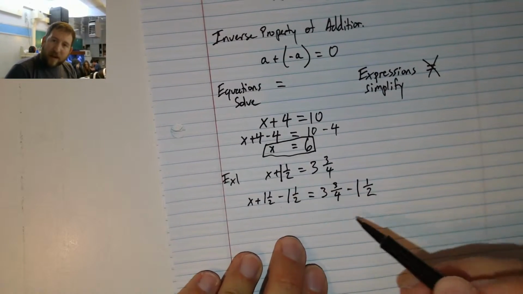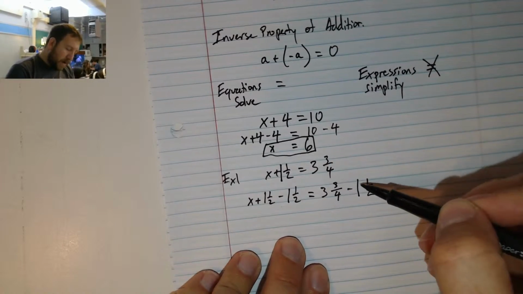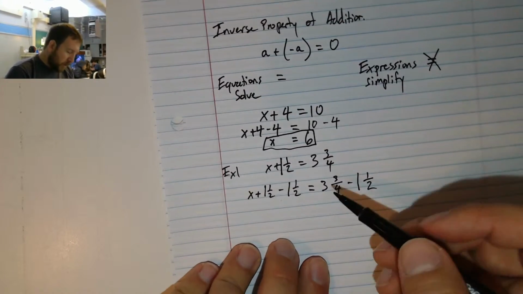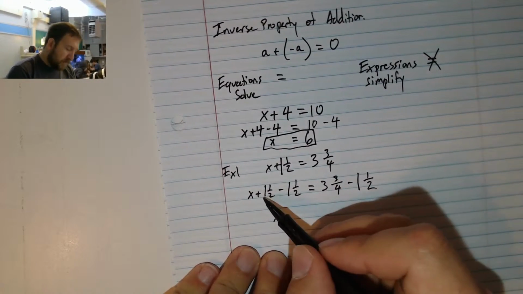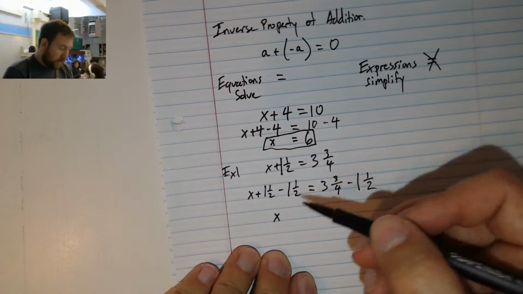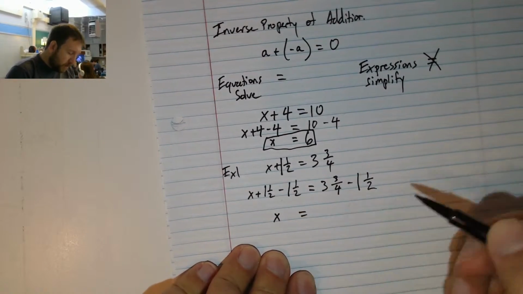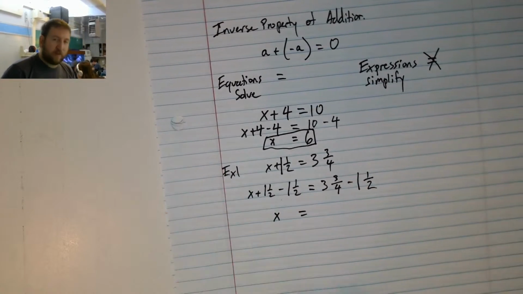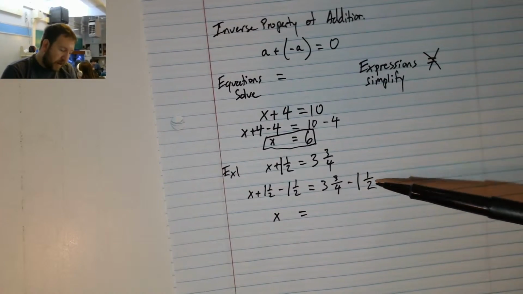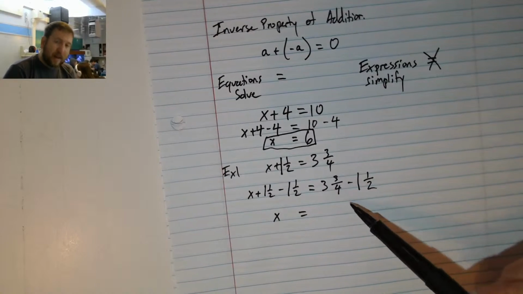So now I can simplify here because I added my minus 1.5 to this side. So now I have x, because 1.5 minus 1.5 is 0, and I don't have to write my plus 0. So I have x equals 3/4 minus 1/2. Now, when I'm subtracting fractions, recall that I need to find a common denominator.